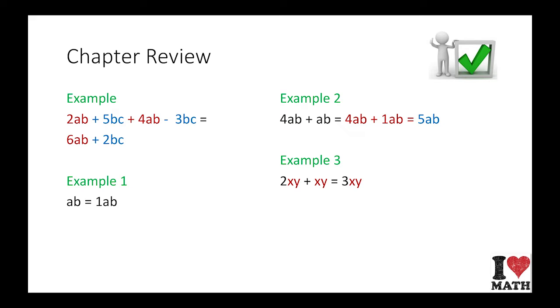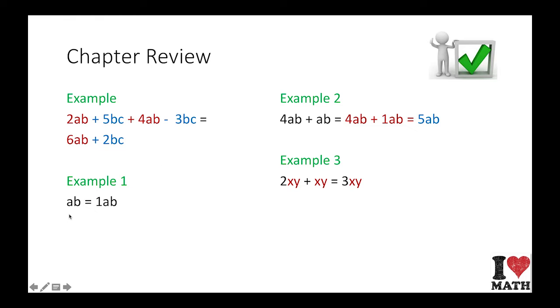Going further, here's a chapter review. We talked about adding this 2ab, this group of letters, with this group of letters, and then the BC group of letters with the BC group of letters. So it has 6ab from 2 plus 4, 6, and then 5 minus 3, that's 2, and then BC because of the group of letters that was after the number.